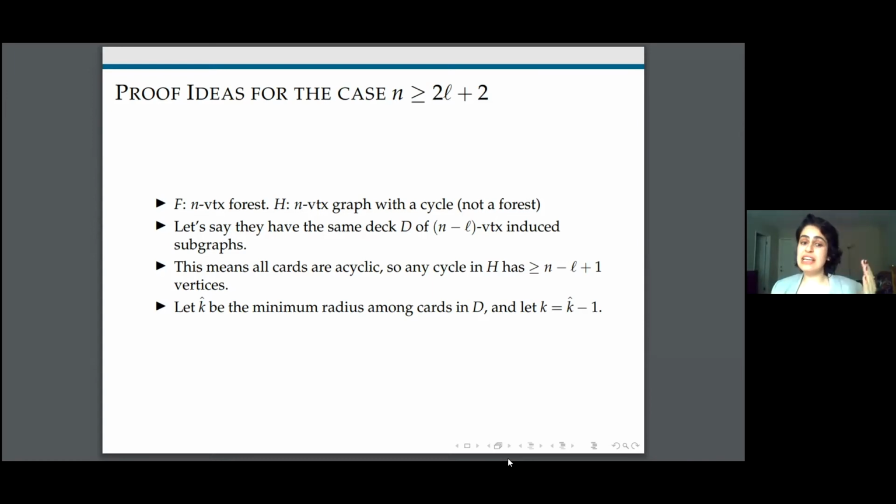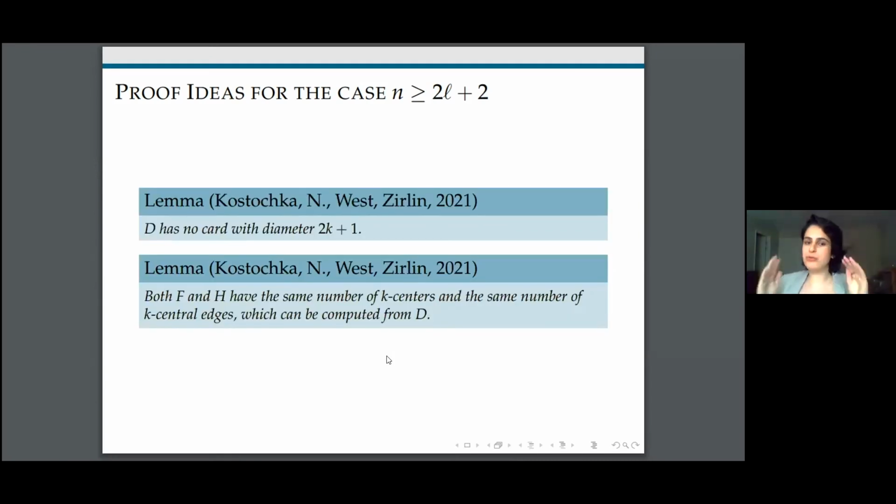Then we defined K hat to be the smallest radius in all of the cards that we can see. And then we fixed K to be K hat minus 1. Then we proved these two lemmas.